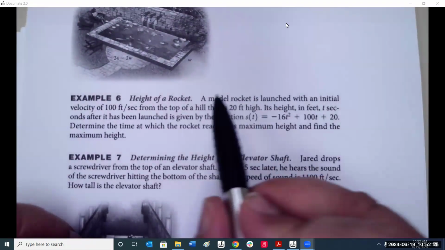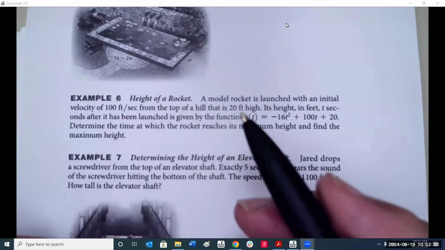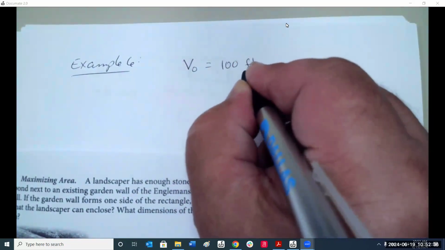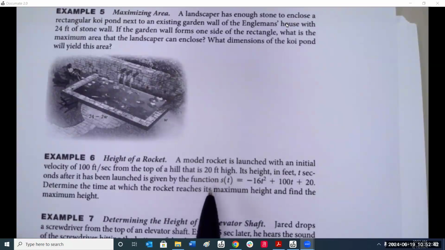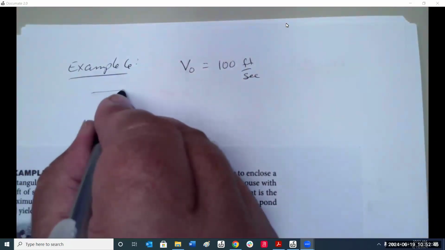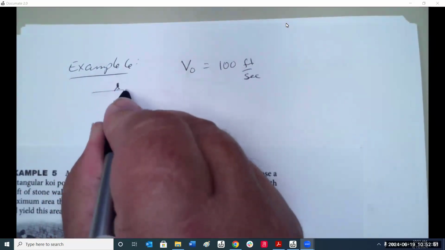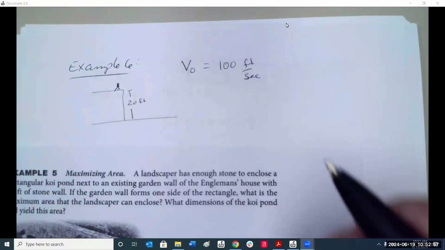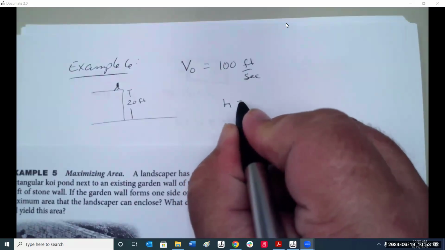The height of a rocket. It says a model rocket is launched with an initial velocity of 100 feet per second from the top of a hill that is 20 feet high. So the initial height is 20 feet.